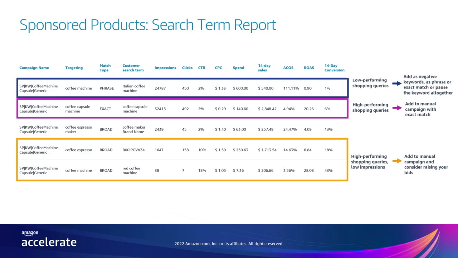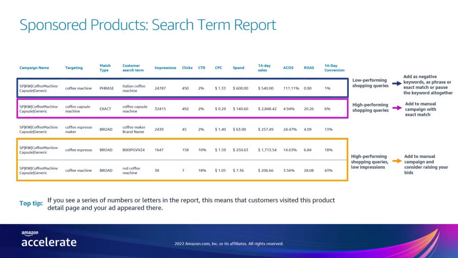If there are some low-performing shopping queries, we recommend adding these as negative keywords, either with phrase match or exact match. Negative phrase match, for example, will prevent your ad from appearing when a shopping query contains this word. Some keywords might not be relevant to your advertised product. We recommend using separate campaigns for different keyword strategies, separating branded shopping queries and category keywords.